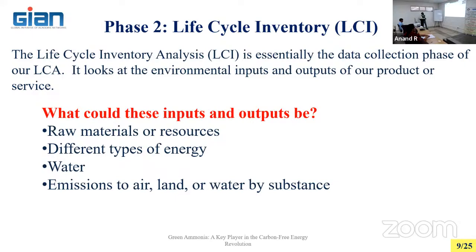So what could be these inputs and outputs? Raw materials and resources, different types of energy, water. These are all data you can easily get from the industry. They're already running with the conventional method of producing ammonia. Some data are available, maybe with some standards. You approach the industry, or you can approach the suppliers. Or suppose you have a small reactor of 100 kg or something, you can run the reactor and get the data also.